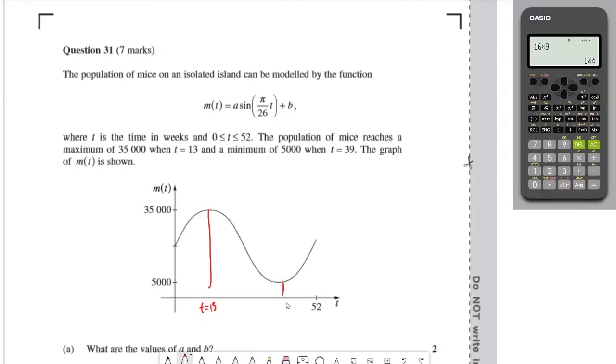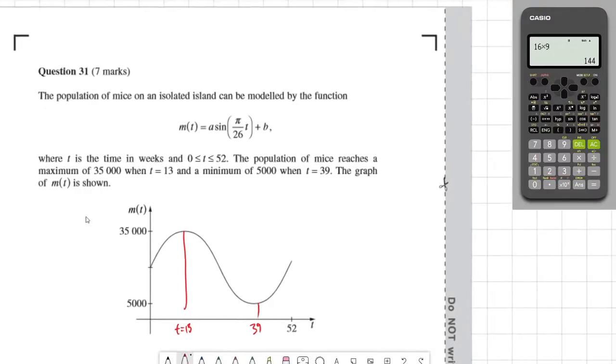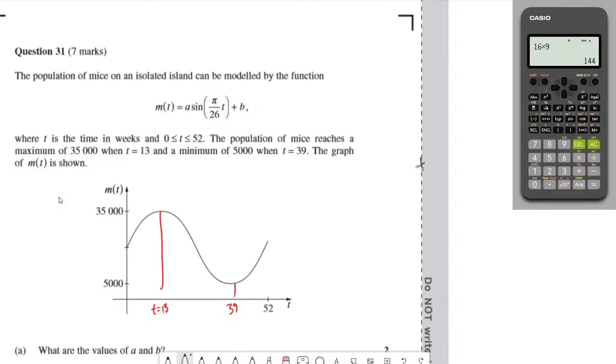And a minimum of 5,000 when 39. The graph of mt is shown. What are the values of a and b? Okay, so t is your period. So this guy is your period here. So that's how quickly it's going.